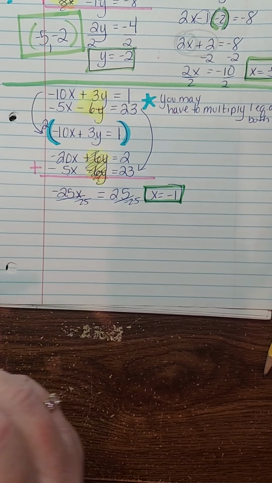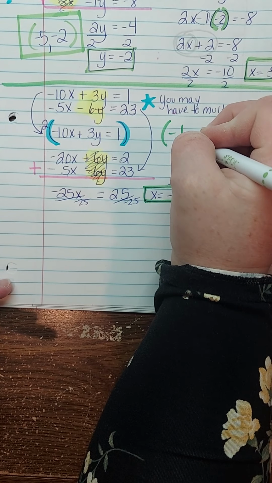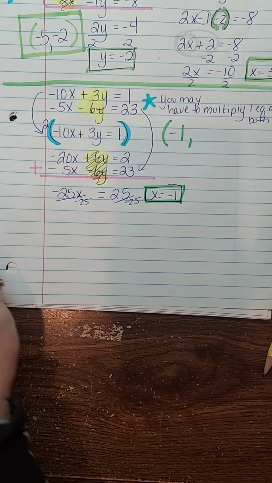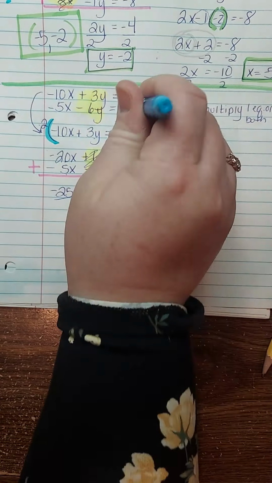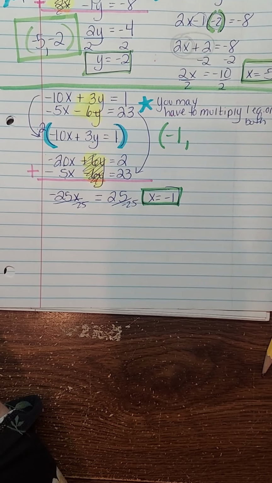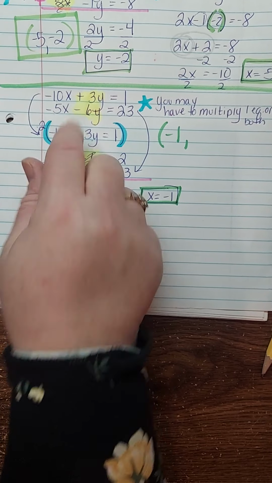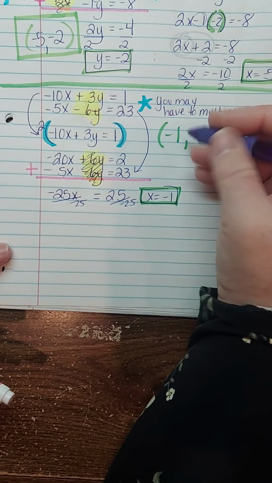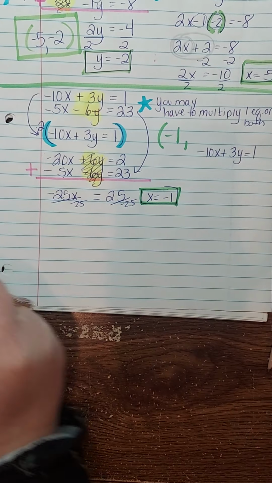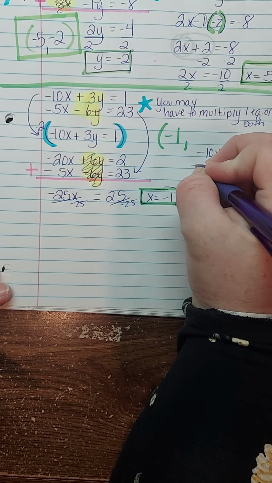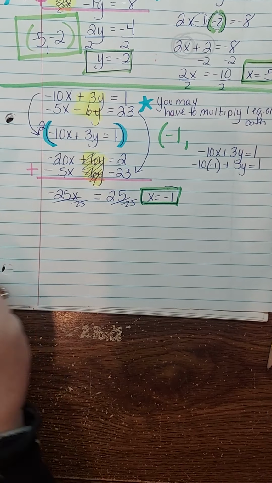Am I done? Well, I found the x, right? Now I need to find the y. How do I find the y? Go back to one of your original equations. Does it matter which one? It doesn't matter. Let's do the first one. So negative 10x plus 3y equals 1. All right, let's plug in x. Negative 10 times negative 1 plus 3y equals 1.